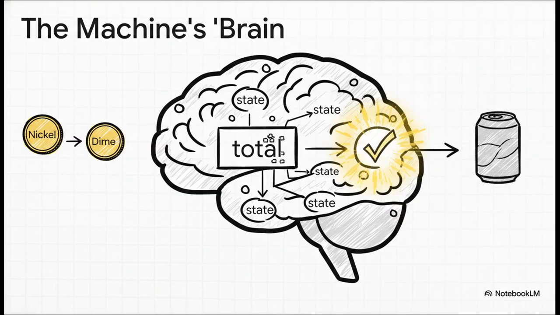Right, so the machine's brain has a few jobs. It has to remember the total amount of money it's received. It has to know when that total hits 15 cents, and then it has to do the right thing, dispense the item. So how does it remember? Well, the amount of money it's holding right now is its current state. The memory is literally baked right into the definition of each state.